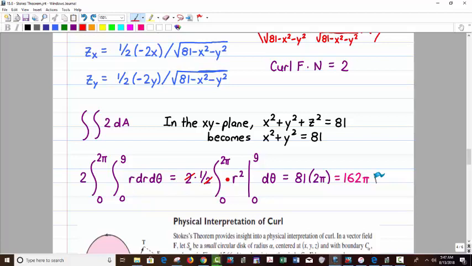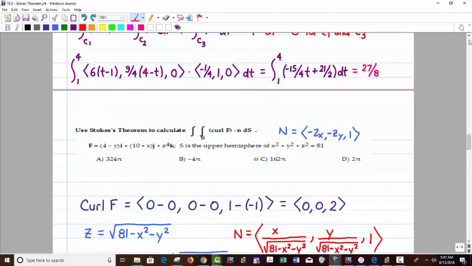The antiderivative of r is 1/2 r squared. The 2's cancel. 9 and 0 make 81. And then we're integrating d theta for the last one, so that just brings in a 2 pi. So it's 81 times 2 pi, which is 162 pi. And there we are.